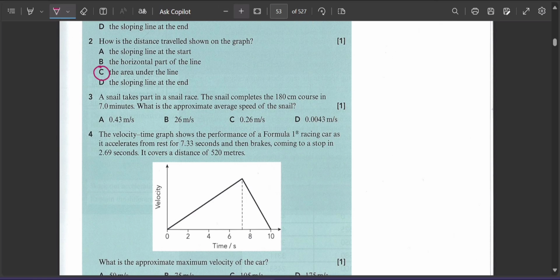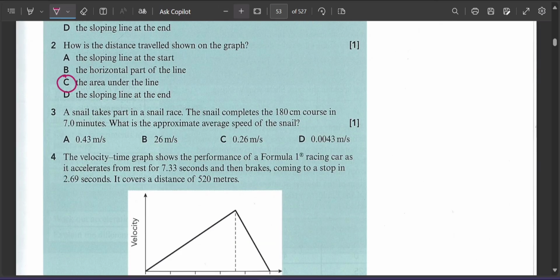Question number 3, a snail takes part in a snail race. The snail completes a 180 centimeter course in 7 minutes. What is the approximate average speed of the snail? We all know the formula of average speed, that is distance over time, and we have distance that is 180 centimeter and the time, 7 minutes.